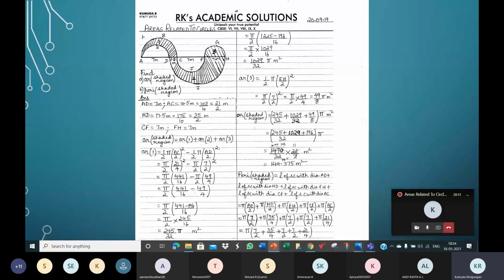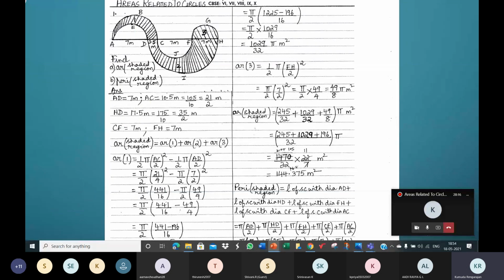So we'll first carefully understand the value of the radius of each semicircle. AD is 7 meters. AD is the diameter of this semicircle, 7 meters, not centimeters. There is a semicircle ABC whose diameter is AC. And how much is AC? 10.5.